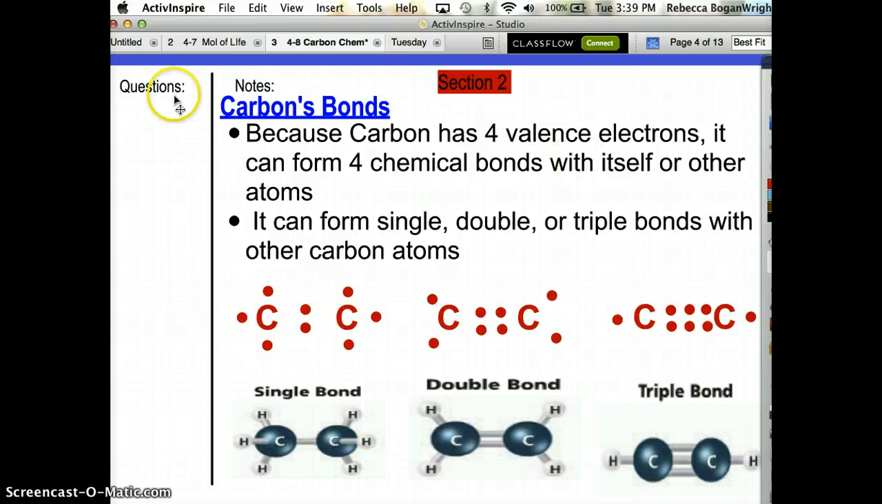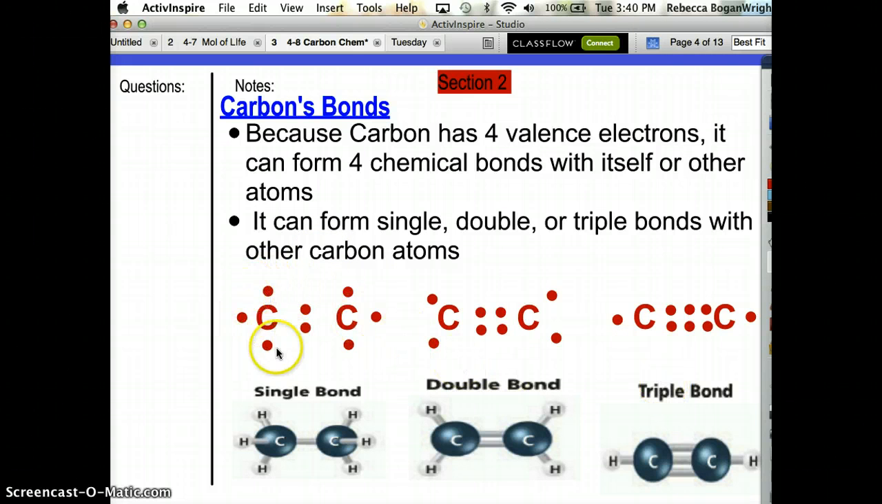Section 2, carbon's bonds. Because carbon has 4 valence electrons, which I'm going to say over and over again is the perfect amount, it can form 4 chemical bonds with itself or with other atoms. And since it can form 4 chemical bonds with itself and other atoms, it makes this a very unique property. It can form single, double, or triple bonds with other carbon atoms. So here's how that works.